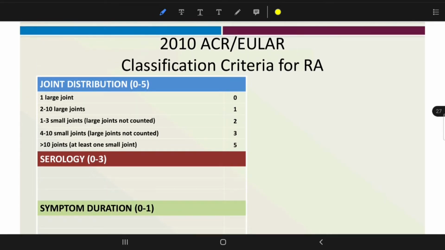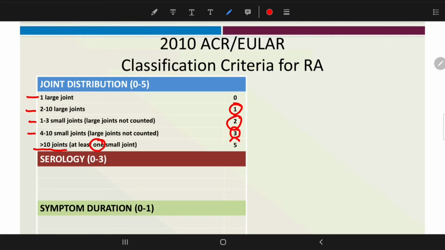It has 5 headings, and it starts with involvement of one large joint, then about 2 to 10 large joints, which is given point 1, and 1 to 3 small joints, when the large joints are not being counted, it is given 2. If the small joint count is more than 4, then it is given 3. And if more than 10 joints are involved, including at least one small joint, then it is given 5 points. Now you can remember these criteria easily, but what is the catch here?